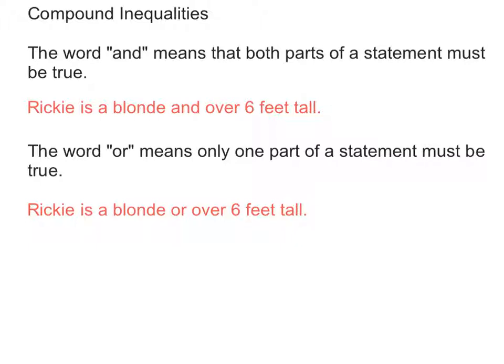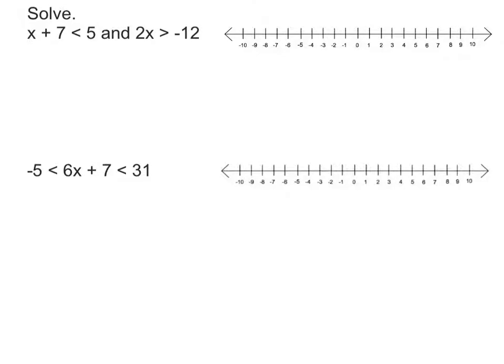When it's the word or, it only means one part of the statement has to be accurate. So when we say Ricky is a blonde or over 6 feet tall, well, Ricky could be 6 feet tall, Ricky could be a blonde, or maybe both. Okay, so that's what those words mean, and that's what we're going to use when we see these things in mathematical statements as well. So on the next page I have some examples, and we've been asked to solve.